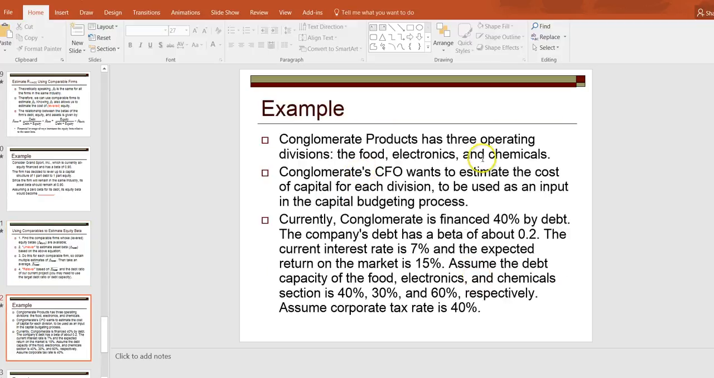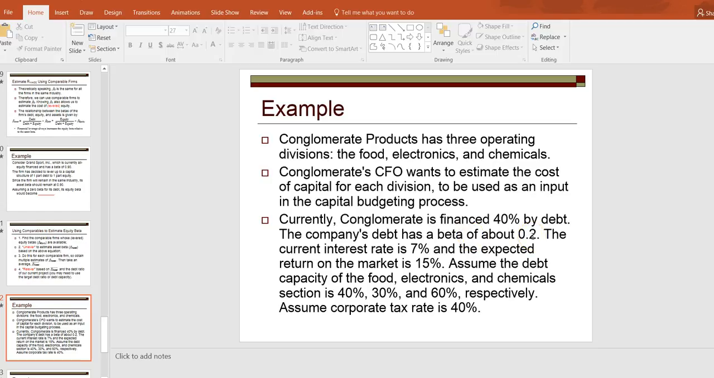Conglomerate Products has 3 operating divisions: the food, electronics, and chemicals. And the CFO wants to estimate the cost of capital for each division to be used as an input in the capital budgeting process. Currently, Conglomerate is financed 40% by debt. So this refers to the overall debt level. Each division may have its own debt level, as will be clear. The company's debt has a beta of 0.2.